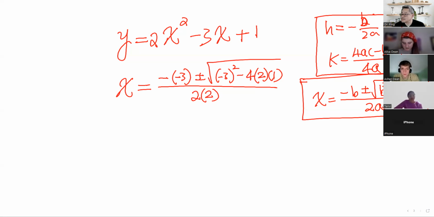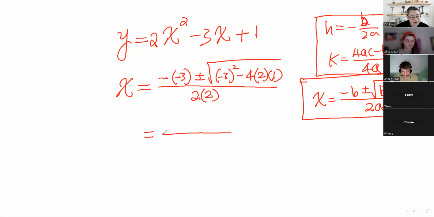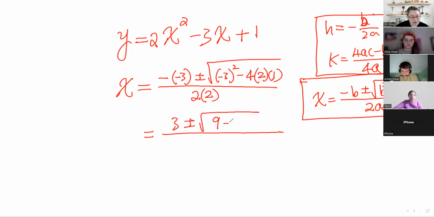I'm confused about how to continue. Sorry, I'm down to when we're figuring out the square root. I'm not sure exactly what to do. What we can see here is that this is 3. What's inside is 9 minus 8, right? Good. -3 squared is 9. Then 4 times 2 is 8. Then 2 times 2 on the bottom is 4.